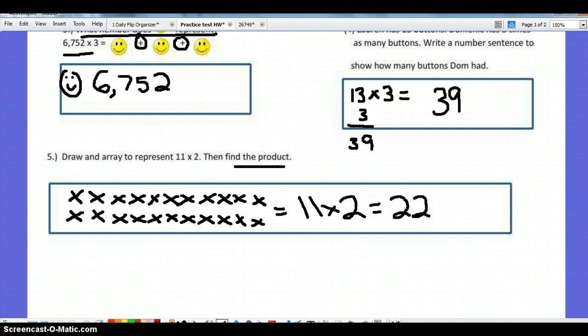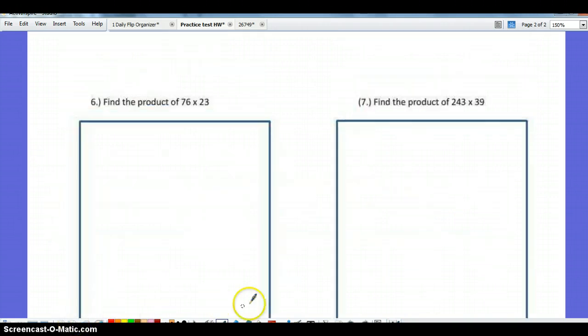You don't need to draw x's, you can draw boxes or something else you're more comfortable with. Let's move on to the back page. Finding the product again. First, I'm going to show you the place value method. 76 times 33.